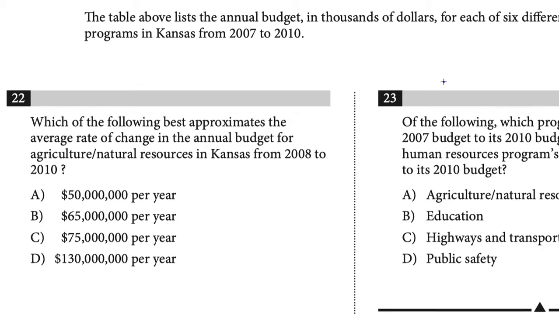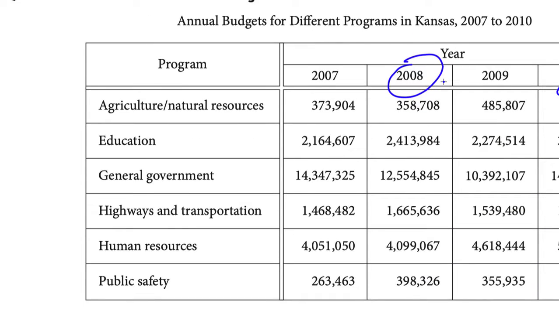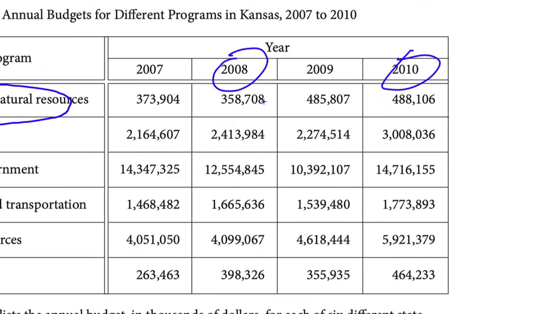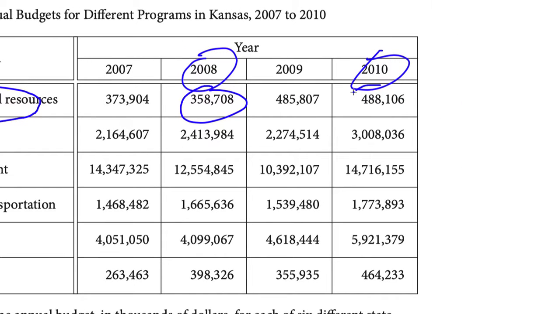And agriculture and natural resources. So agriculture is right here, agriculture and natural resources. So we need to find the average rate of change from here to here. This is very much a calculator problem. I don't want to do this math in my head.